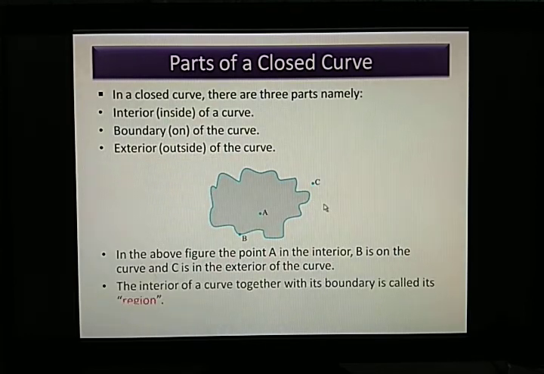Now the next point, the interior of a curve together with its boundary is called the region. So if you are asked what is the region of the curve, then this shaded portion and all the points inside this shaded portion, all together we can consider as the region of the curve. Clear? Now moving on, polygon.